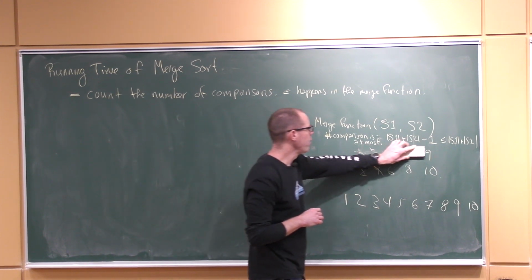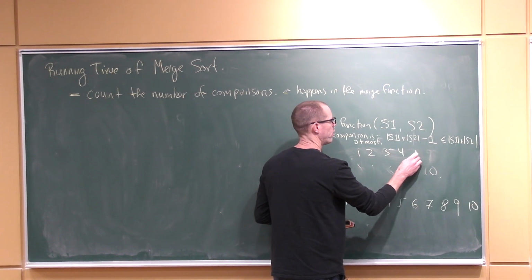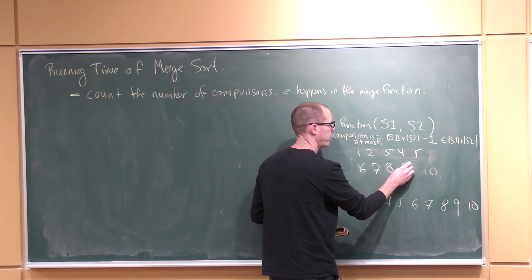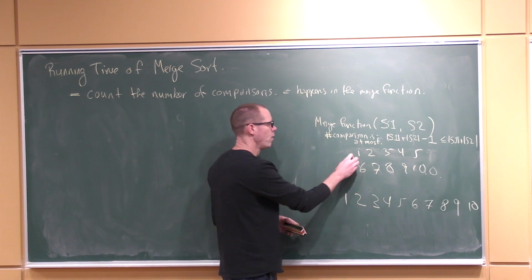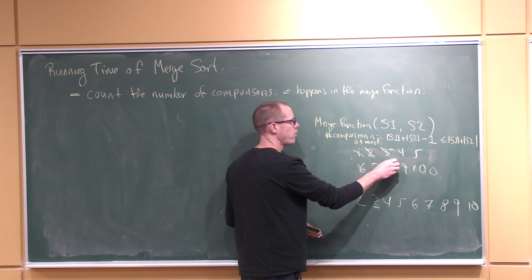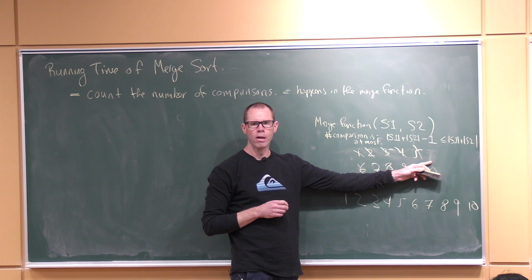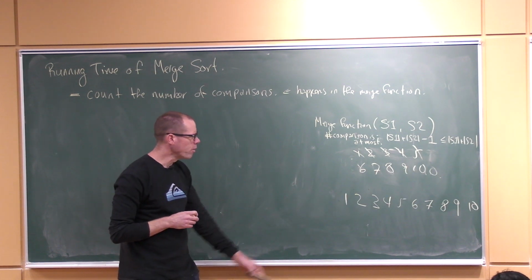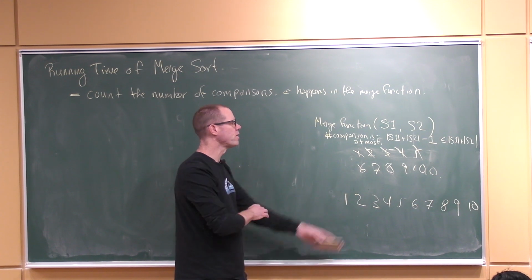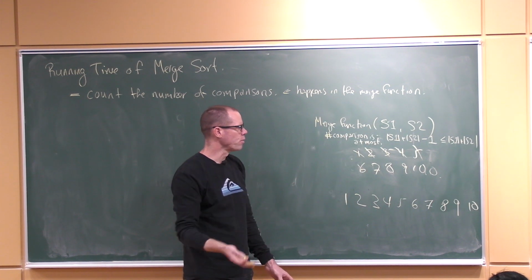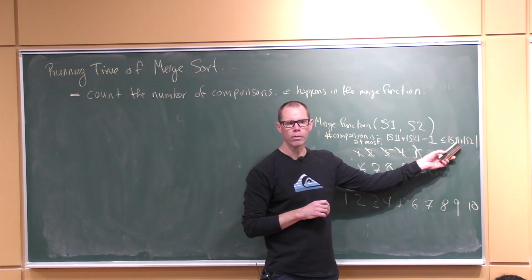Because remember, if I gave it this input, if this was L1, and this was L2, then what happens here is 1 wins, then 2 wins, then 3 wins, then 4 wins, then 5 wins, and now there's no more comparisons to do. We just append all of L2. So in that case, we would only be doing size of S1 comparisons. So it's somewhere between the size of S1 and the size of S1 plus the size of S2 minus 1. But it's never more than this, that's for sure.